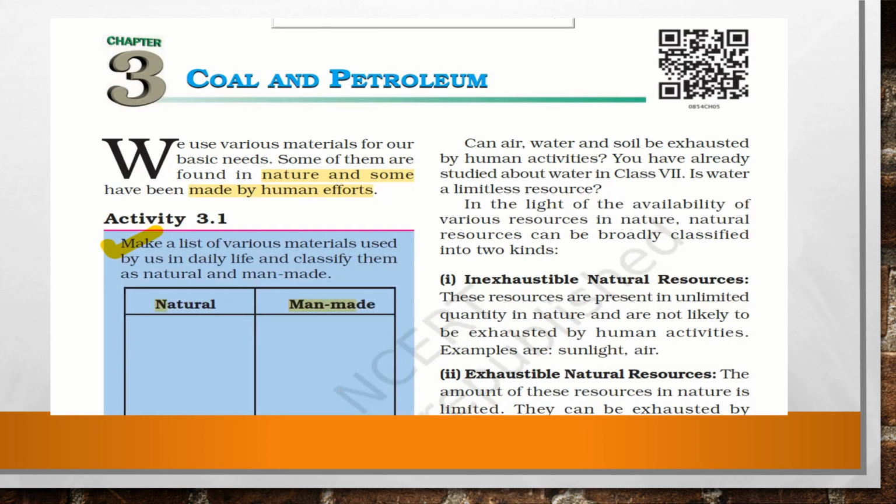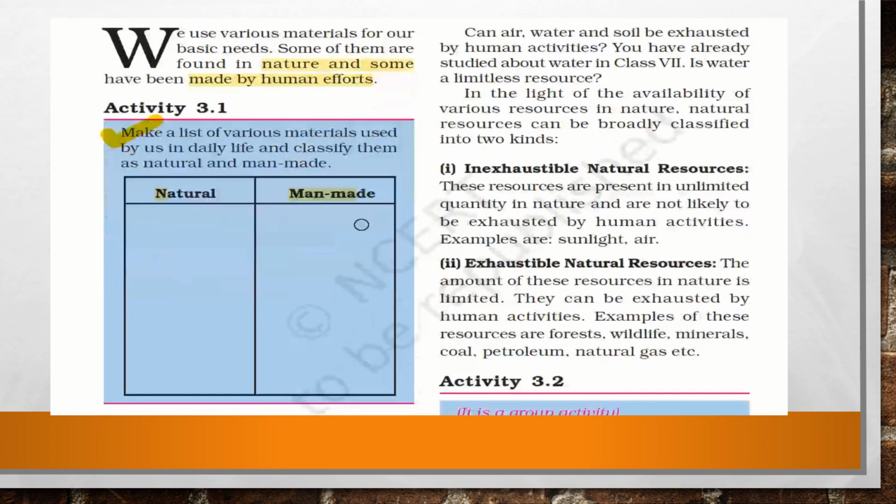Now we have come directly to today's topic of coal and petroleum. There are several things which are found in nature, and some are made by human efforts. So let us make a list of natural and man-made substances. Take a notebook and make 2 different columns, natural things and man-made things. When you are studying this in the classroom, your teacher might also be discussing on the blackboard, coming up with some natural elements and some man-made things.